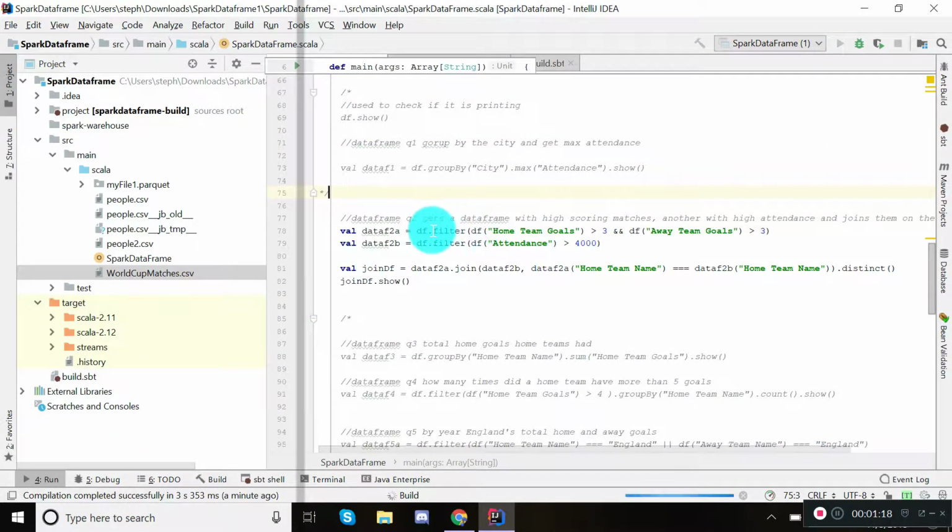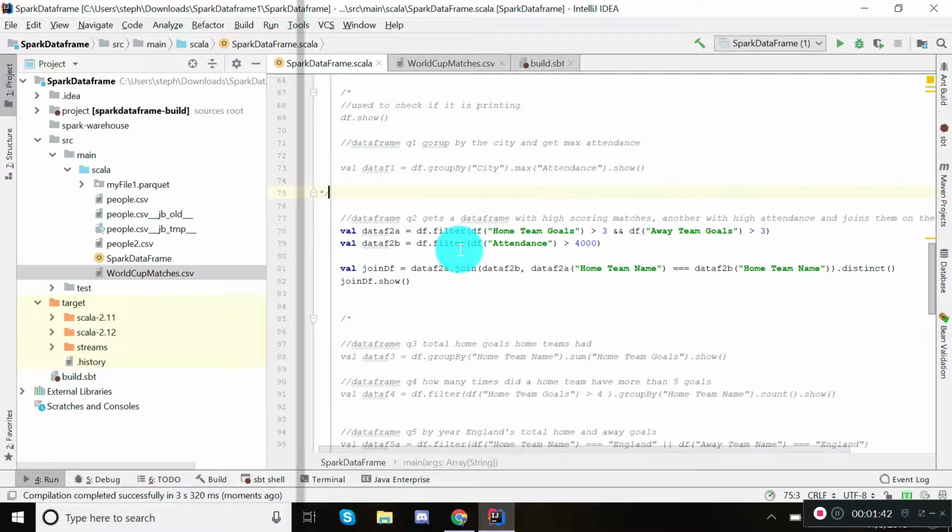The next query is getting the data frame. So it filters the first one by its home team goals. So it wants the highest scores in total because it looks at away and home. So greater than 3. And then the second one is going to just get attendance that's greater than 4,000. So these are my first two data frames.